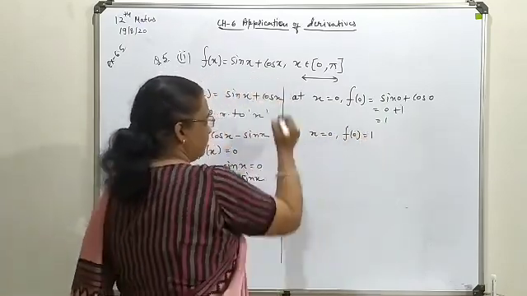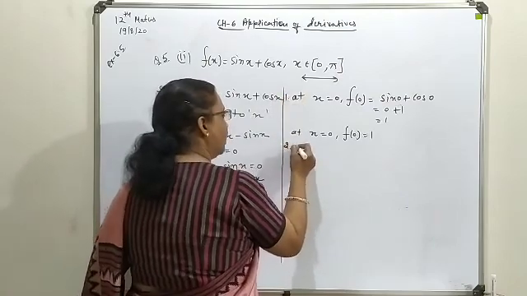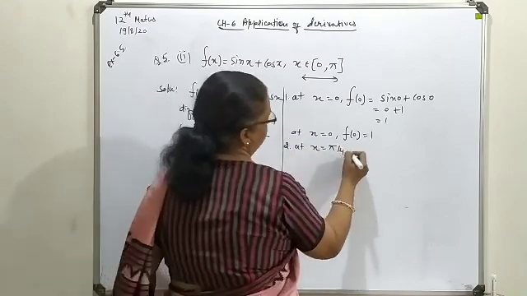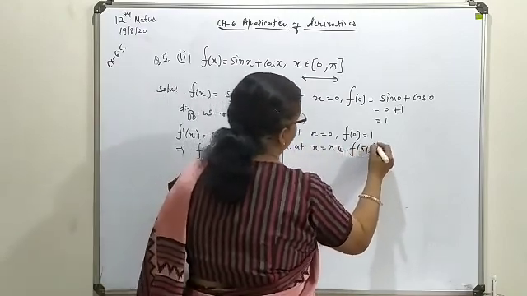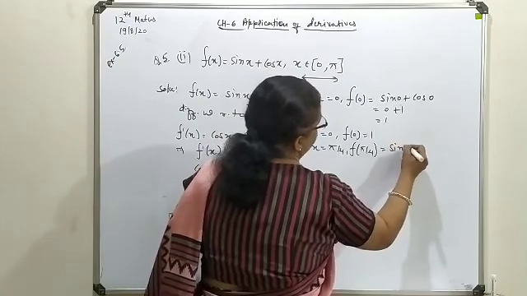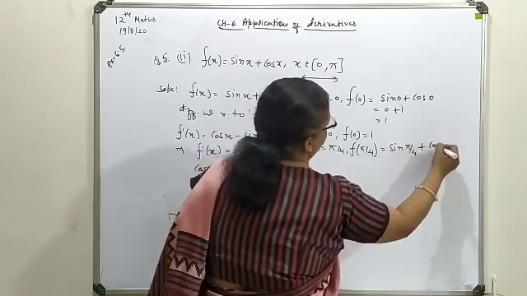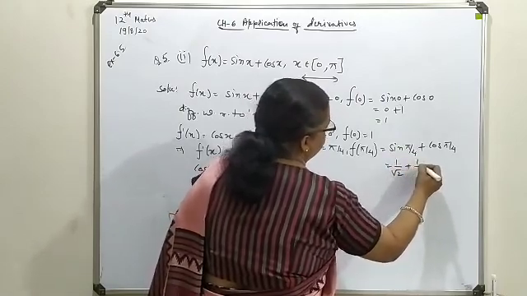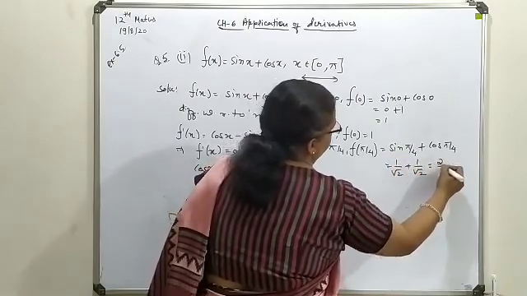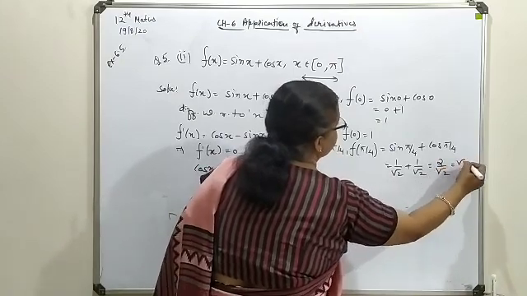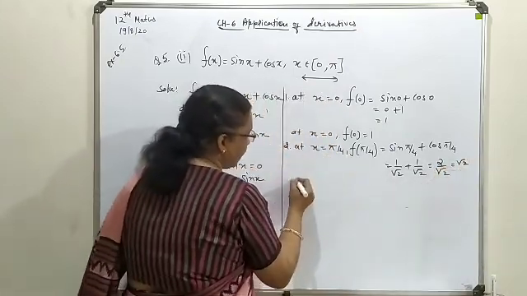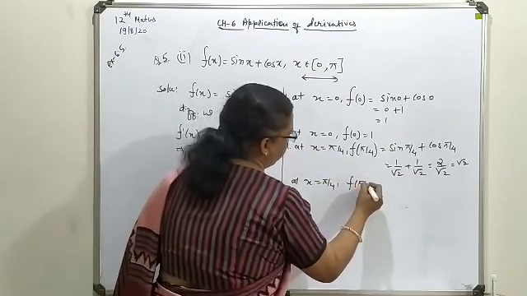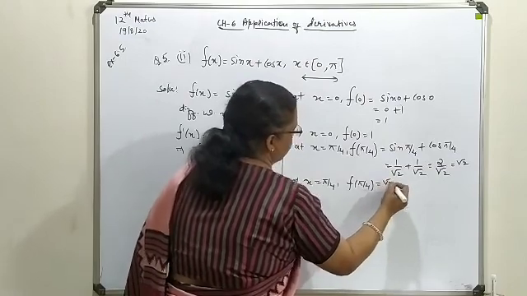Second, at x equal to pi by 4. So here f(pi by 4), the function value only you will evaluate every time. Sin pi by 4 plus cos pi by 4. You know both carry the same value, that is 1 by under root 2. On adding them, this will give you root 2. So finally, at x equal to pi by 4, f(pi by 4) is root 2.